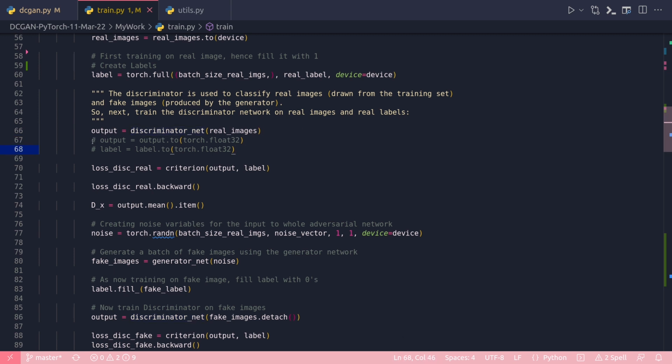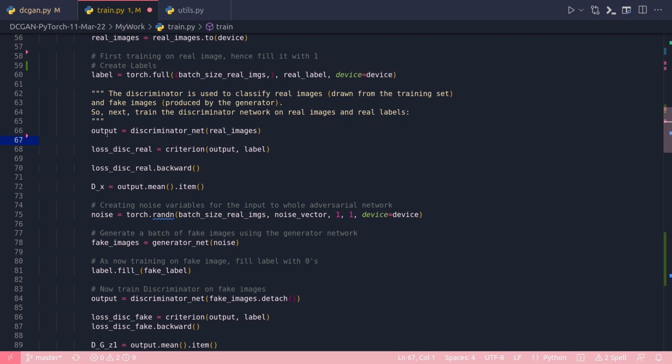The next 2 lines, actually I don't need them, I have commented them out anyway, but I can actually delete them. This was because I was getting some float32 problem while implementing this, and so I had to explicitly set both the output and labels to torch.float32, but later I resolved it by initiating the variables to be of float type. So let's just delete them.